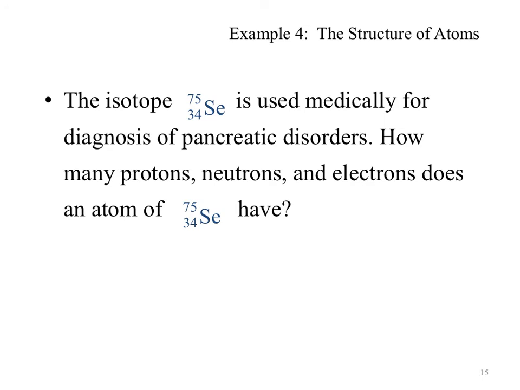Okay. The question is, the isotope selenium-75 is used medically for the diagnosis of pancreatic disorders. How many protons, neutrons, and electrons does an atom of selenium-75 have? So that's pretty straightforward. Realize first things first. The lower number, that's the same as the number of protons, and that's the atomic number. So I'm going to say 34 is the number of protons. Now notice there is no charge on the right hand side. Typically the charge is what appears on the right hand corner, and there is no charge there. That means that it is a neutral species.